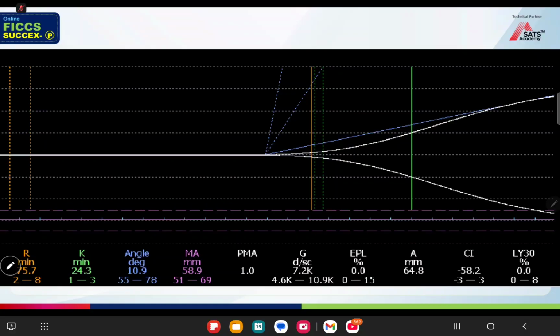Okay. What about K time? K time is 24.3, so it is very much increased. Hypofibrinogenemia is also there. What about the alpha angle? Alpha angle is 10.9, so that is also decreased. What about maximum amplitude? The platelets seem to be normal. Maximum amplitude is within normal limits.